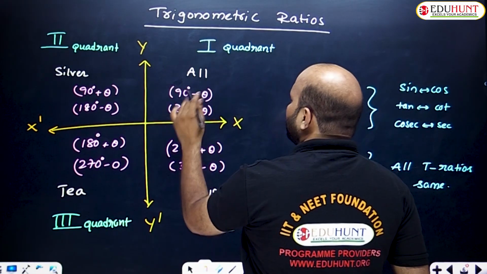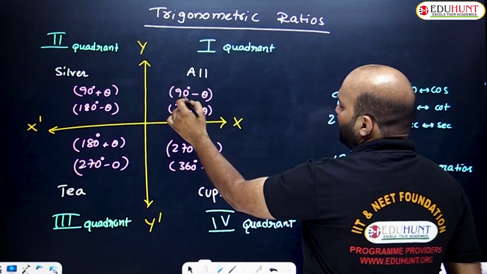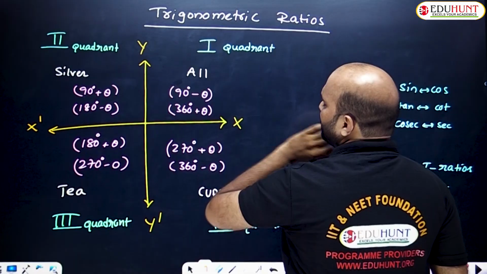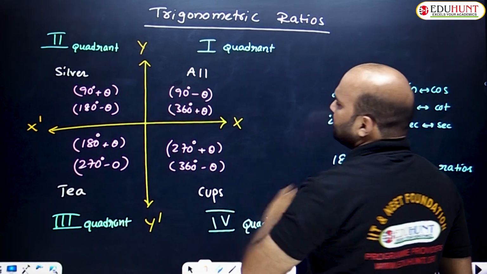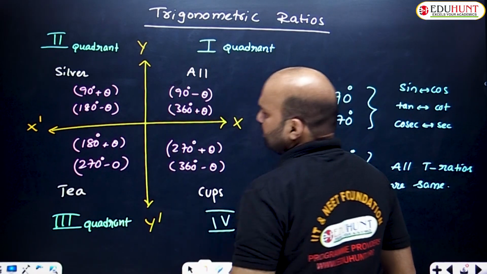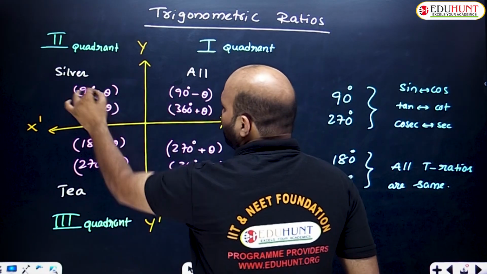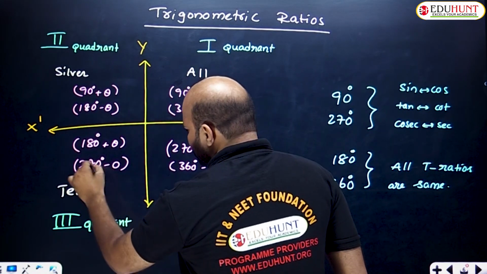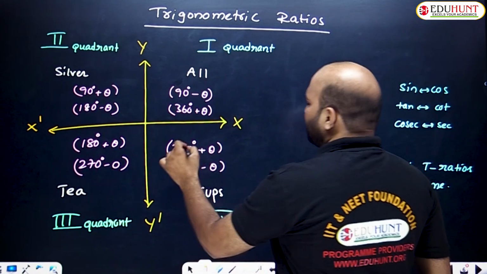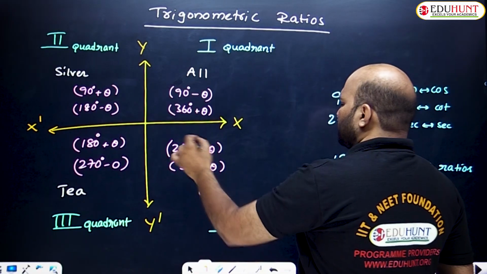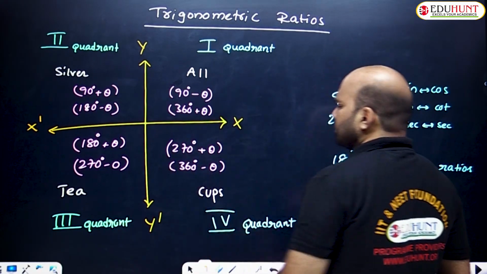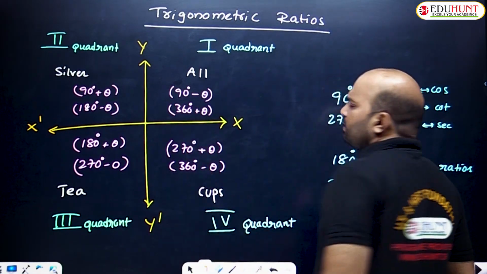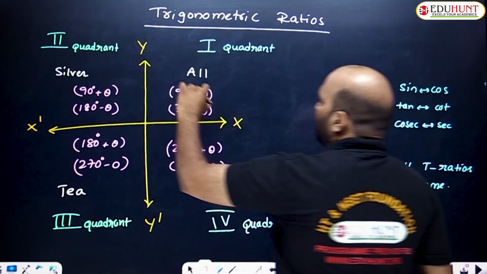All silver teacups means all ratios are positive in the first quadrant. In the first quadrant, 90 minus theta and 360 plus theta. Angles less than 90 degrees lie in the first quadrant. More than 90 and less than 180, that is 90 plus theta and 180 minus theta, lie in the second quadrant. 180 plus theta and 270 minus theta, more than 180 and less than 270, lie in the third quadrant. 270 plus theta and 360 minus theta, more than 270 and less than 360, lie in the fourth quadrant. Again 360 plus theta lies in the first quadrant. So that is the anti-clockwise direction.